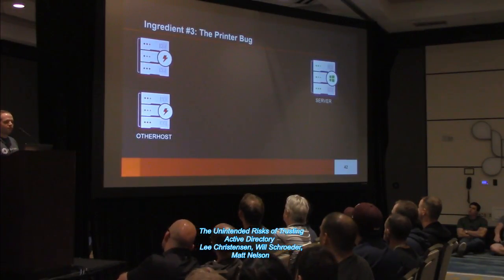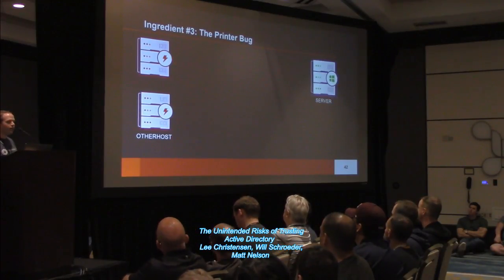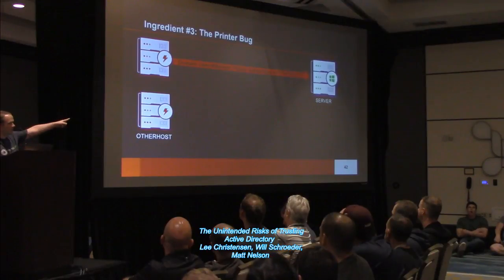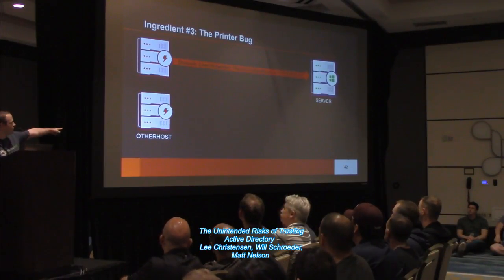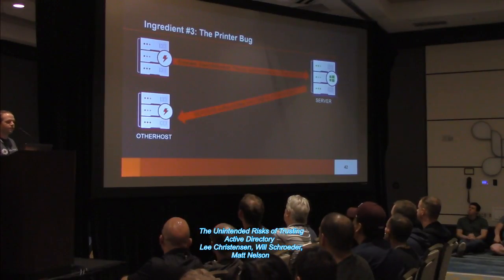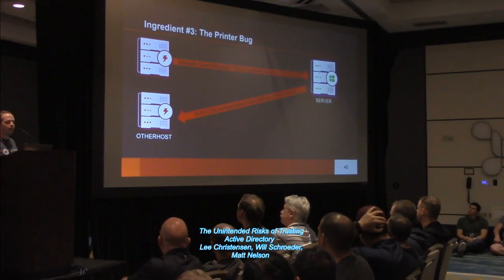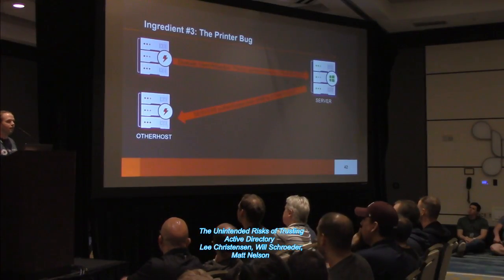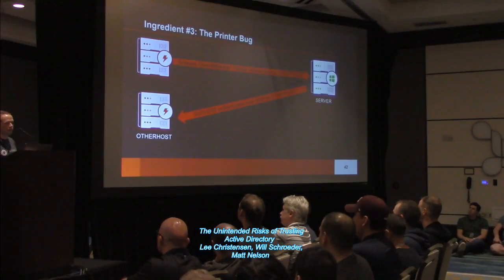So again, what does this look like? Let's say I as the attacker am on that top machine over there. I'm going to talk to this server over there using this print protocol. I'm going to say, please authenticate to the other host down there. When I make that request, the server dollar, that's the server's domain account, is going to authenticate over SMB to the other host. I get to choose, so I can coerce that machine to use Kerberos or NTLM authentication when I make that request.